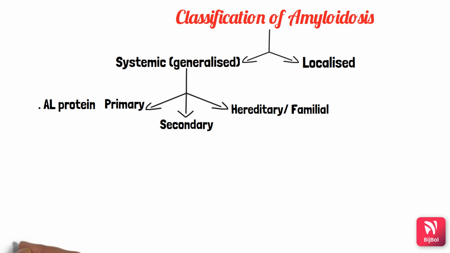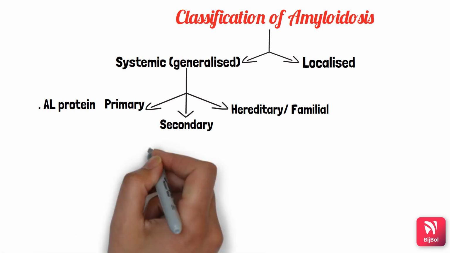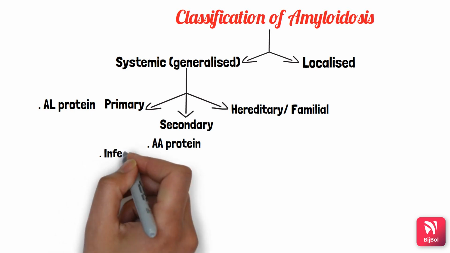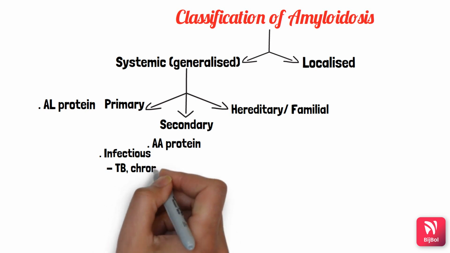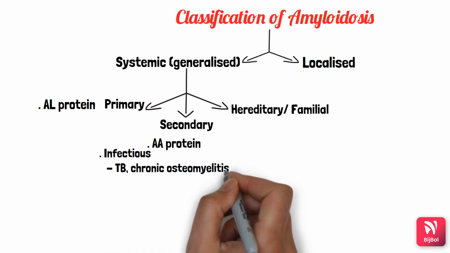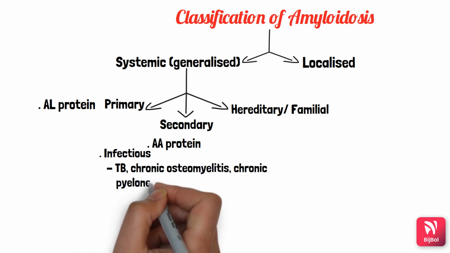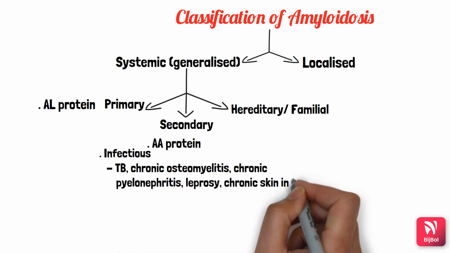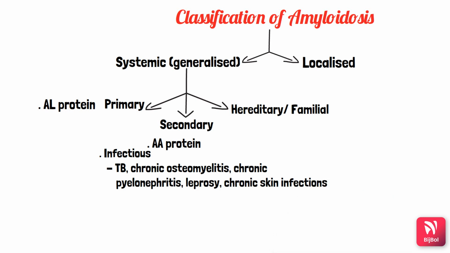Next we'll move on to secondary or reactive amyloidosis. Here the amyloid deposited will be AA, amyloid associated. AA will be seen in inflammatory diseases, right? Inflammatory disorders. Inflammation is seen in a variety of cases. Firstly there are some infectious diseases which are inflammatory in nature: tuberculosis, chronic osteomyelitis, bronchiectasis, pyelonephritis, leprosy, chronic skin infections. In all these, AA protein will be seen.